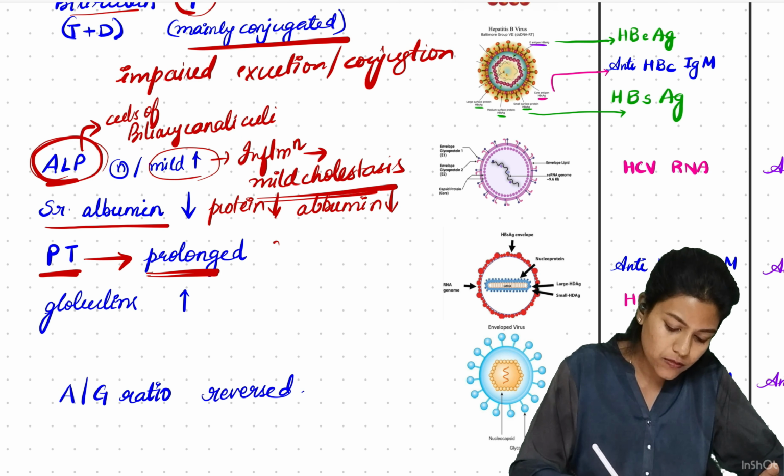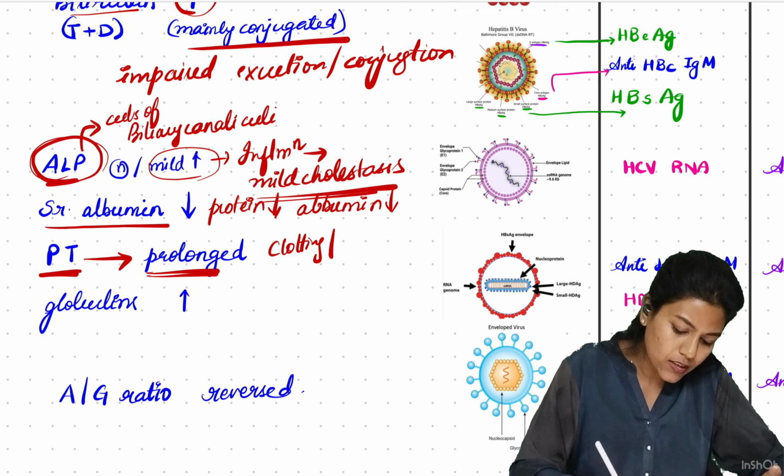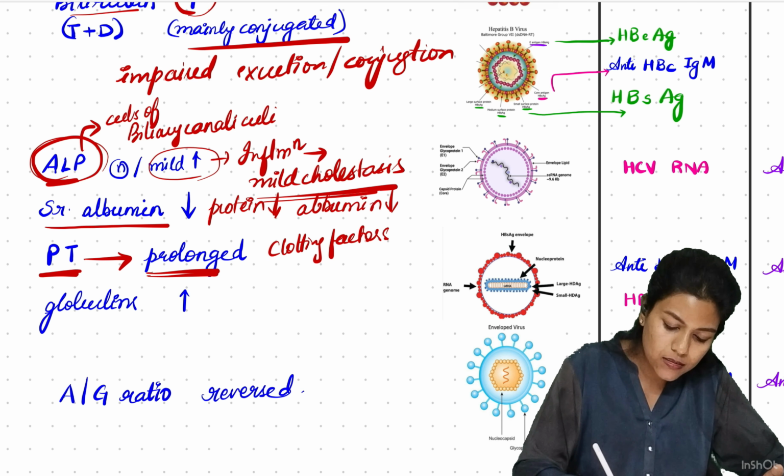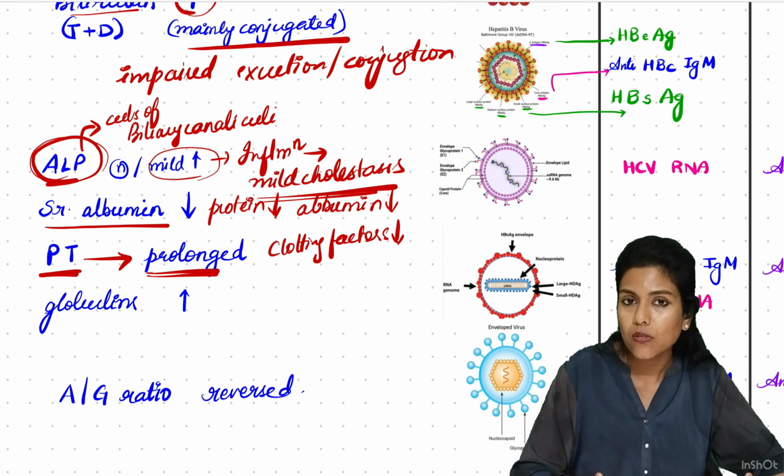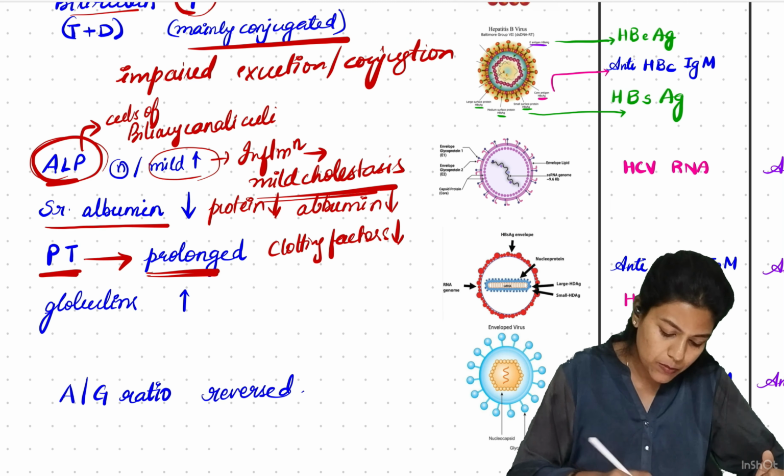Why again? Because of the clotting factors. The clotting factors will go down. Again, it is related to synthetic function. Clotting factors 2, 7, 9, 10 will go down. So prothrombin time will be prolonged.